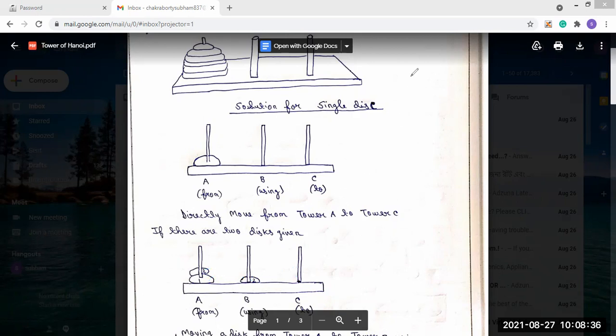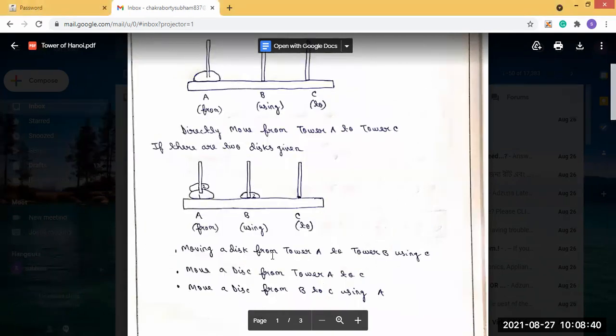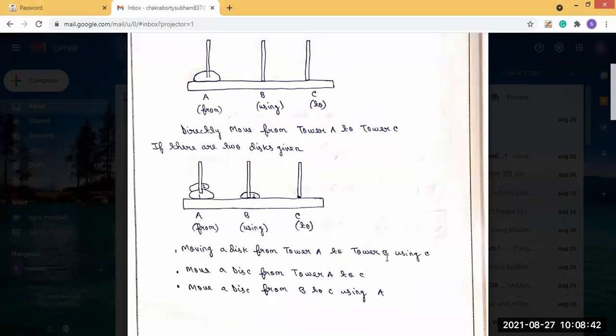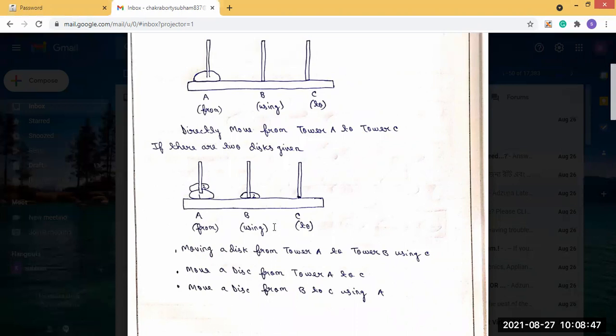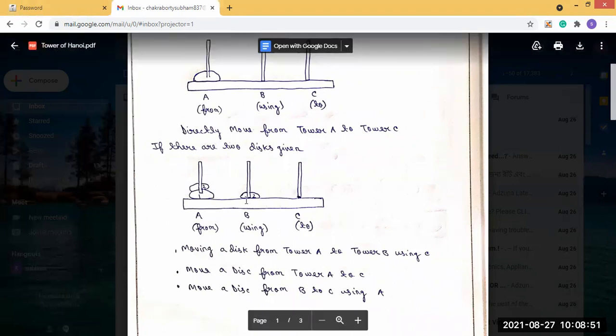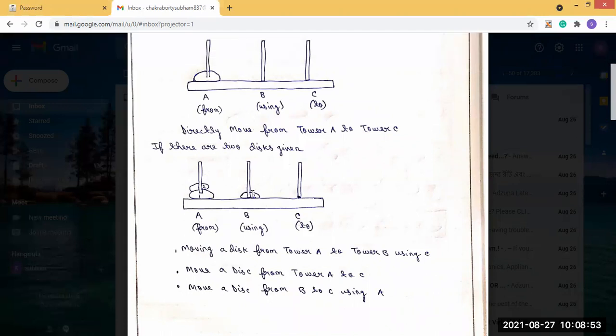That is what is written here: move a disk from tower A to tower B using C, then move a disk from tower A to C, and after that move the disk from tower B to tower C using A. So this is the way if we use two disks.